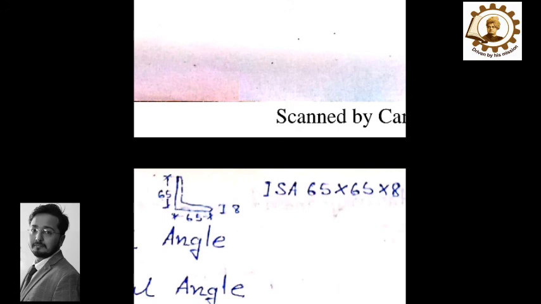Suppose one leg is 50 mm, another leg is 75 mm, and thickness is 6 mm. In that case, we have to write Indian Standard Angle, ISA, 75 by 50 by 6. This denotes one leg is 75 mm, another leg is 50 mm, and the thickness is 6 mm.